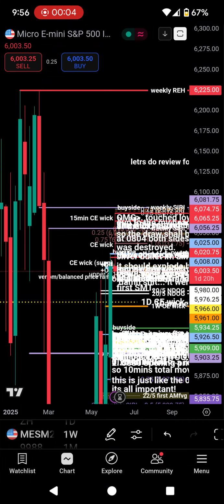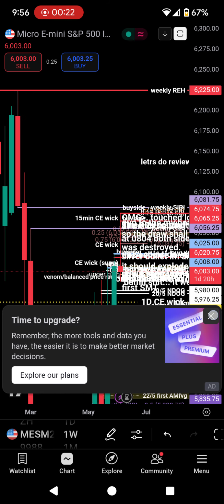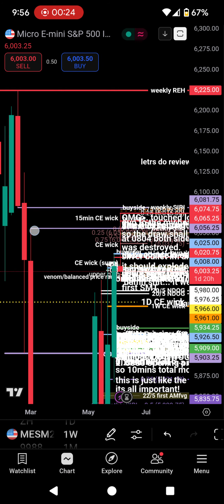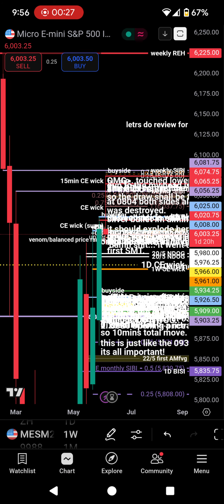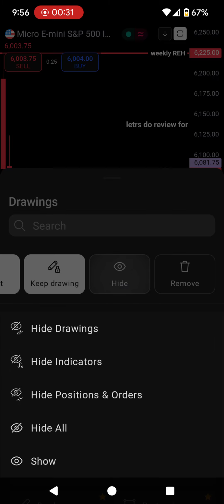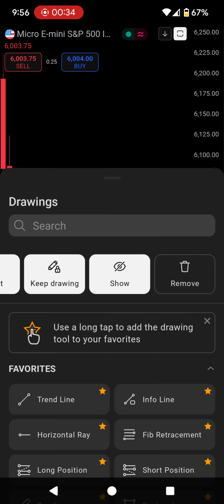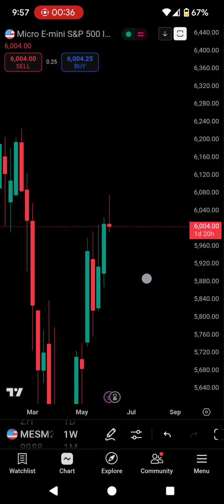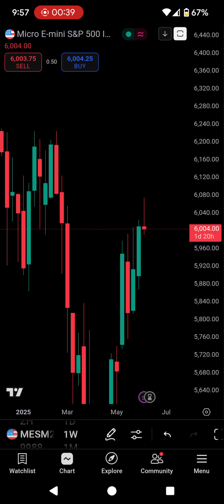Okay guys, so let's review yesterday's trading and see what trade I would have taken, because I was really seeing something nice. So actually we were seeing this weekly CB. Yeah, I know it's a bit messy, so we're going to hide it up. Okay, so as you can see, this weekly CB will be the important one.